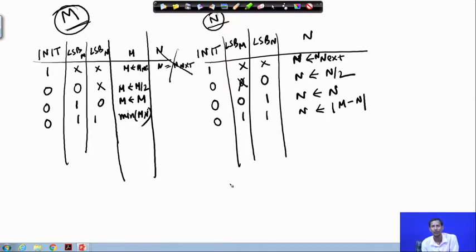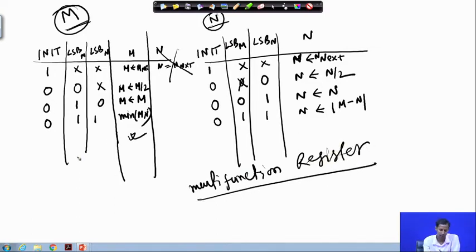How can I implement this particular logic now? What circuit do I require to implement it? I need this multifunction register, which can give me this particular circuit.